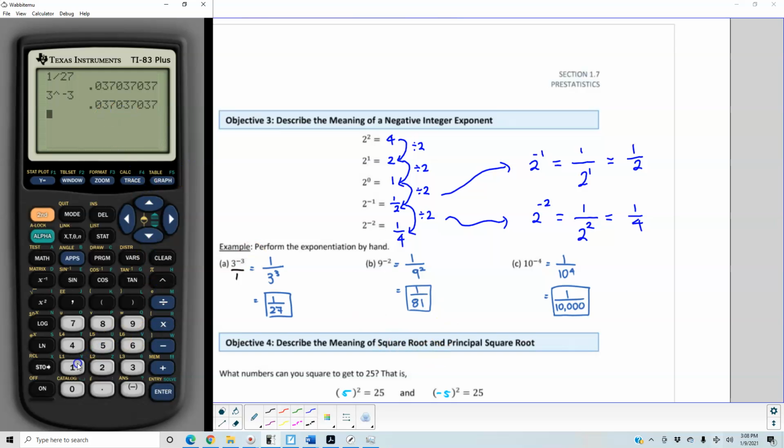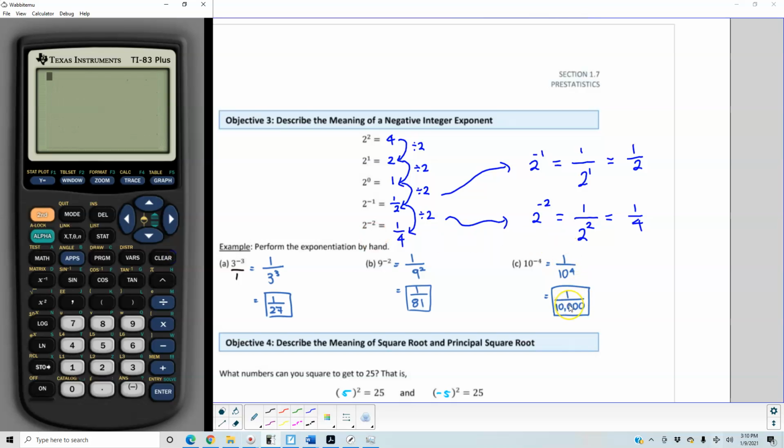What is 1 over 81 as a decimal? Well, it's 0.012345679. So let's raise 9 to the negative 2 power. So 9 to the negative 2 gives us the same answer.